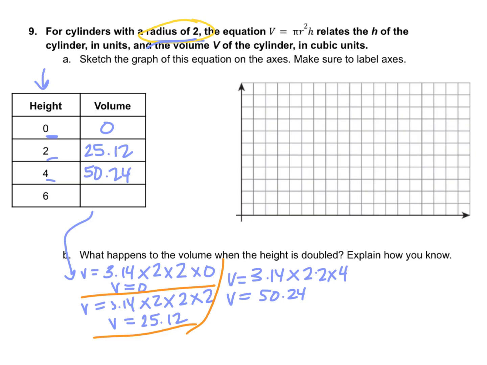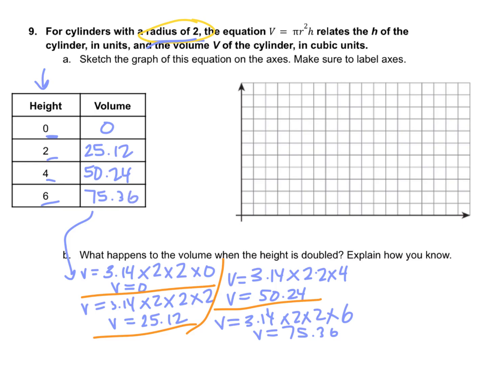And then finally, my height is 6. Okay, so keeping with the same radius of 2, but now my height is 6, I get 75.36. So kind of seems like a pattern here.